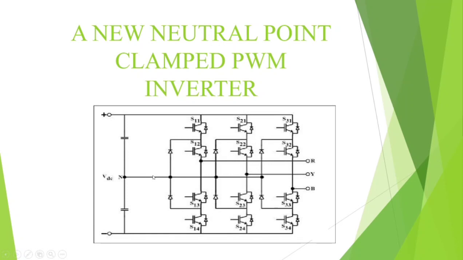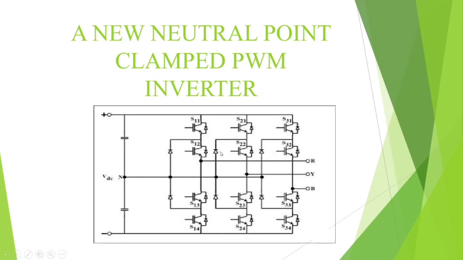The main circuit of the new neutral point clamp PWM inverter indicates the neutral point with respect to the DC source, and each leg of the NPC inverter consists of four transistors, namely S11, S12, S13, S14. The next leg of the NPC inverter is S21, S22, S23, S24, and the third leg of the NPC inverter is represented as S31, S32, S33, and S34.